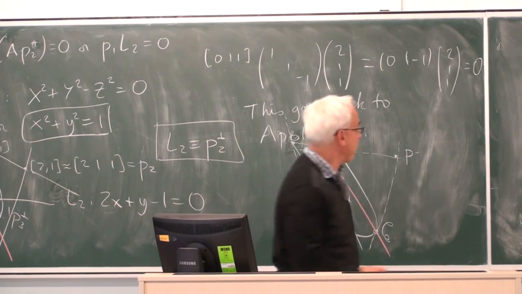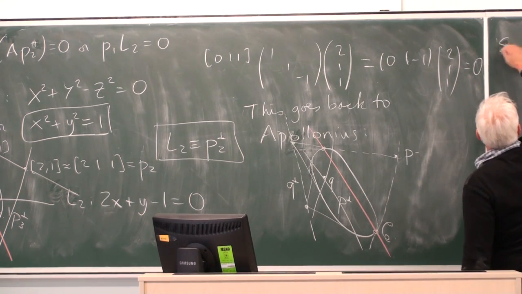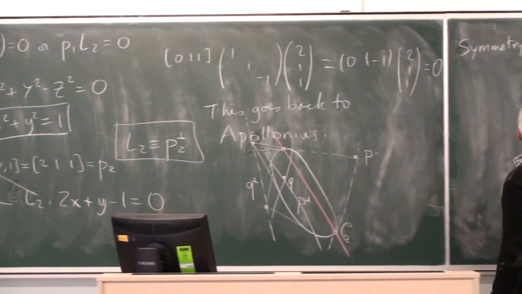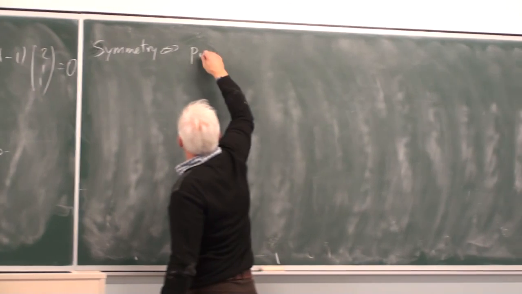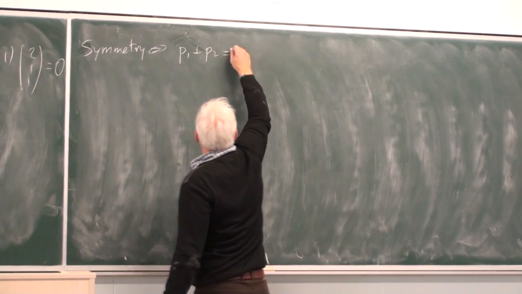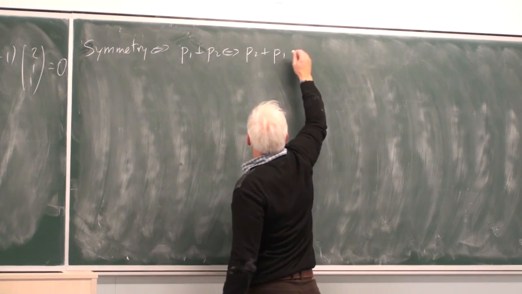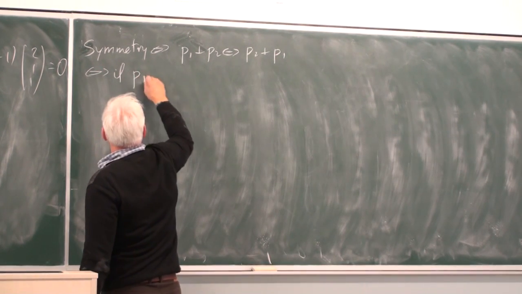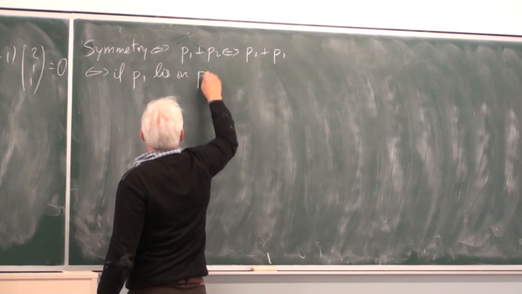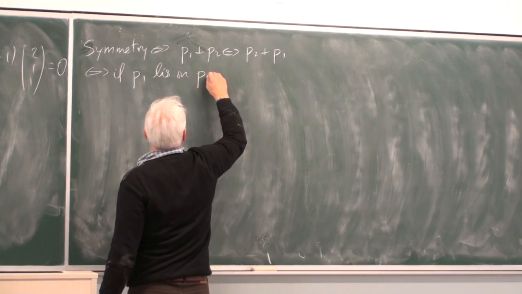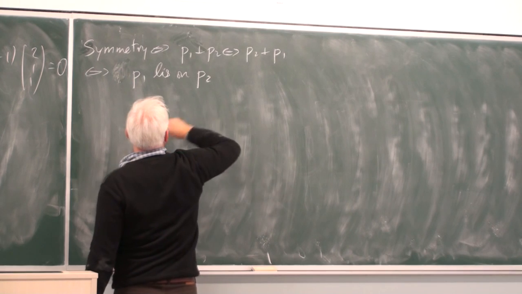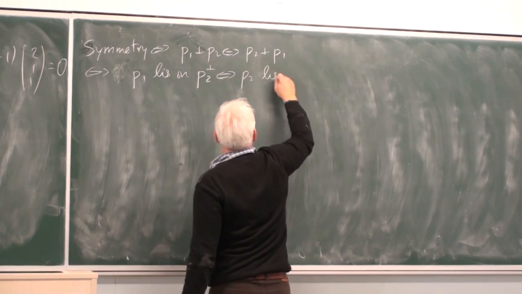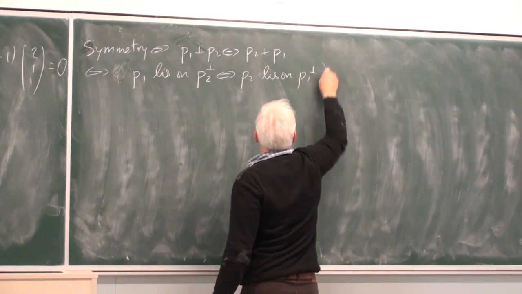Okay, so a key point here is that the symmetry means that if P1 is perpendicular to P2, well then P2 is perpendicular to P1. And so that implies, let's write it this way, P1 lies on P2 perp precisely when P2 lies on P1 perp.